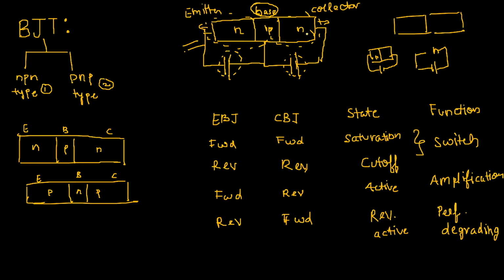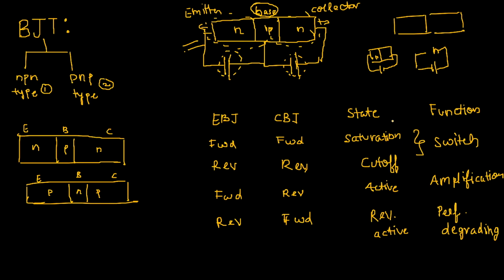And like I said, if you bias it differently, the device tends to behave differently. So in case both the emitter base and collector base junctions are forward biased, we have the saturation state. So here what happens is almost the entire current that flows from the emitter flows to the collector. So this is almost like a closed circuit where there is no current flowing anywhere else and no resistance is being offered.